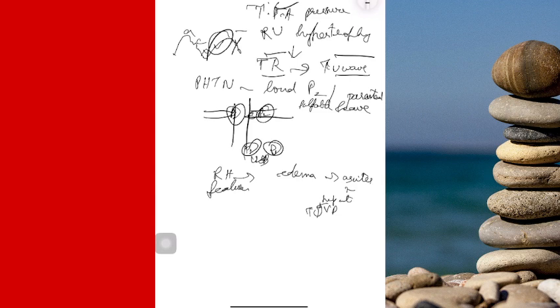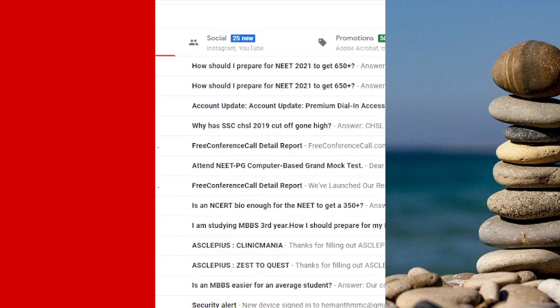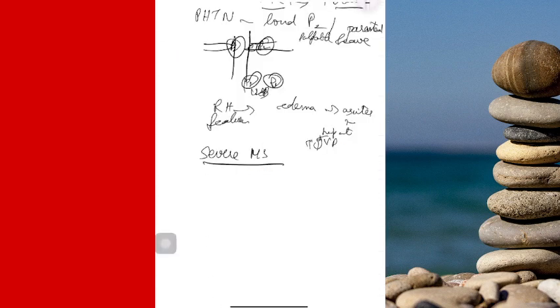Okay, now we'll talk about severe MS, which is what we see in your wards. You don't admit the patient unless he's got severe MS. For moderate MS, medical management is more than enough. Only for severe MS do we look for surgical management, and we try to treat him vigorously.